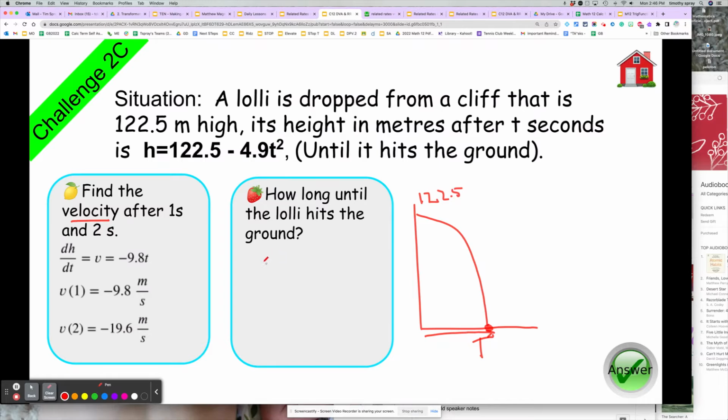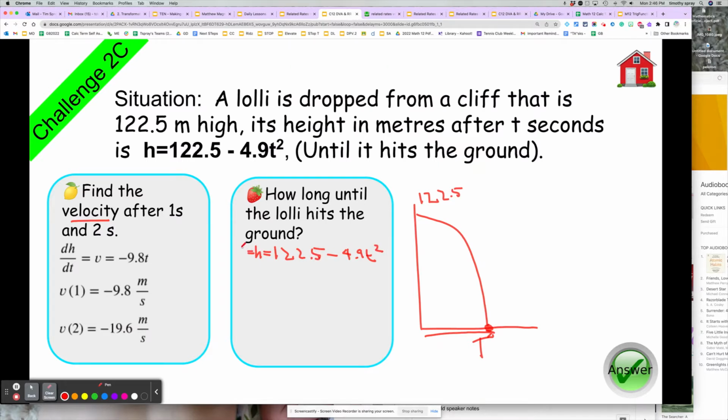Ground is a distance. So what we want to do is use our distance formula here, and we need to figure out which variable we know. Do we know what time is? Do we know what h is? And you guys know that we know what the height is.